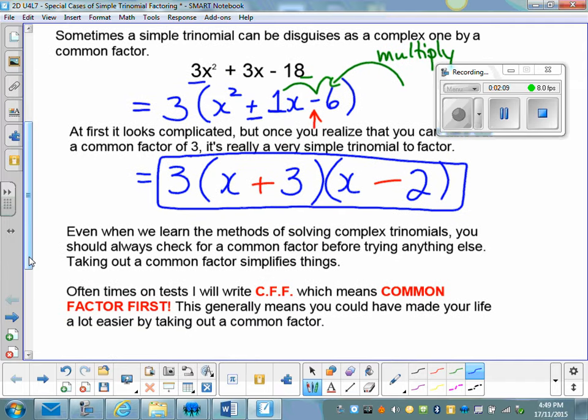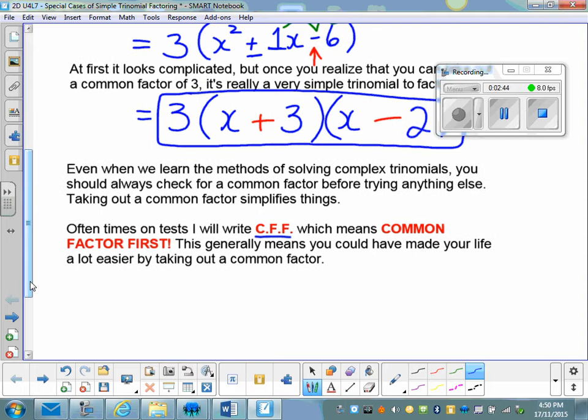So even eventually we're going to learn the methods of solving complex trinomials. And complex trinomials are trinomials where we've got a number other than 1 in front of the x squared. But even when we do get to those ones, we really have to check for a common factor first. By taking the common factor out, it just simplifies things. And oftentimes on tests, I'll just write CFF, and that just means common factor first. And generally that just means if you had common factor first, that would have made life a lot easier for you to solve the question.